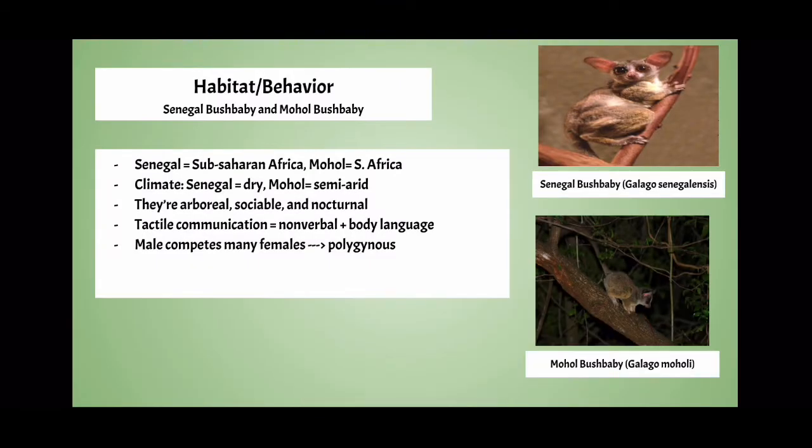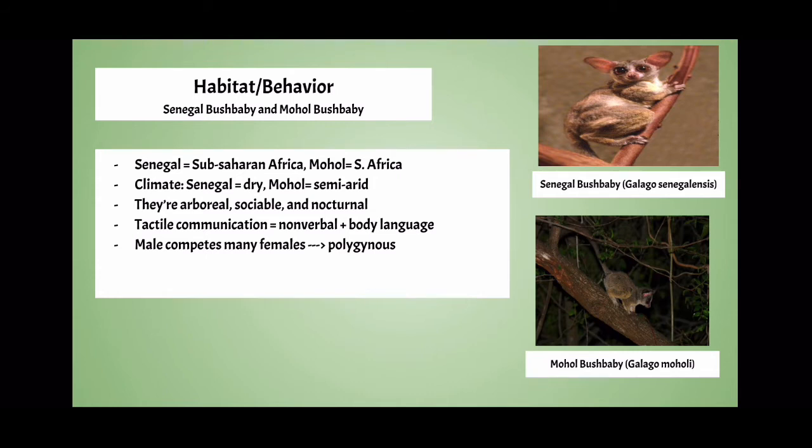Here are the habitats and behaviors of the Senegal bush baby, or the Galago senegalensis, and the Mohole bush baby, or the Galago moholi. First off, Senegal bush babies live in sub-Saharan Africa, whereas the Mohole bush babies live in South Africa. This is because Senegal bush babies prefer dry forest, bushes, and savanna regions, and the Mohole bush babies prefer to live in a semi-arid climate.